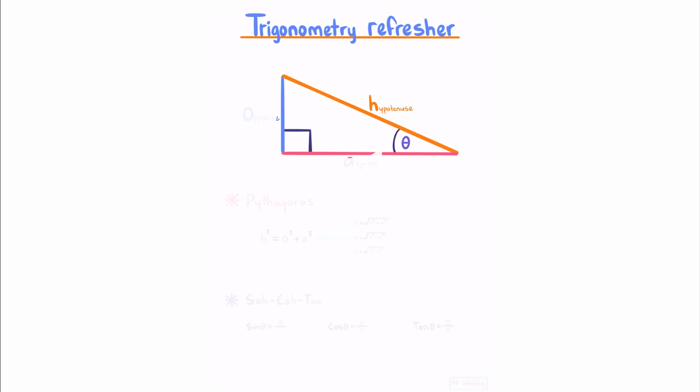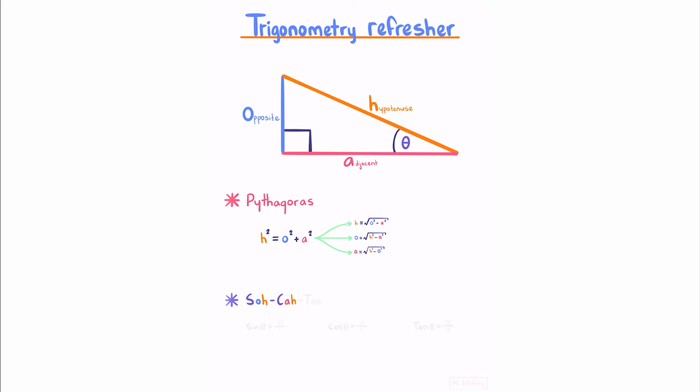as our angle, then the side opposite is called our opposite side, and the side adjacent to it is our adjacent side. If we were to instead define this as our angle, then the opposite and the adjacent would be the other way around. Pythagoras tells us that the hypotenuse squared is equal to the opposite squared plus the adjacent squared, which we can rearrange for each side.